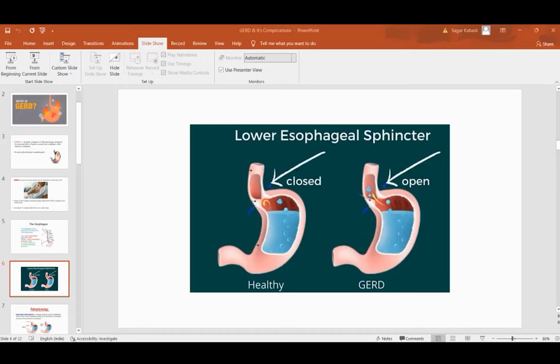So let us talk about endoscopy now. What is endoscopy? Endoscopy is a procedure in which a thin scope with a light and camera at its tip is used to look inside the upper digestive tract, like you can see here.